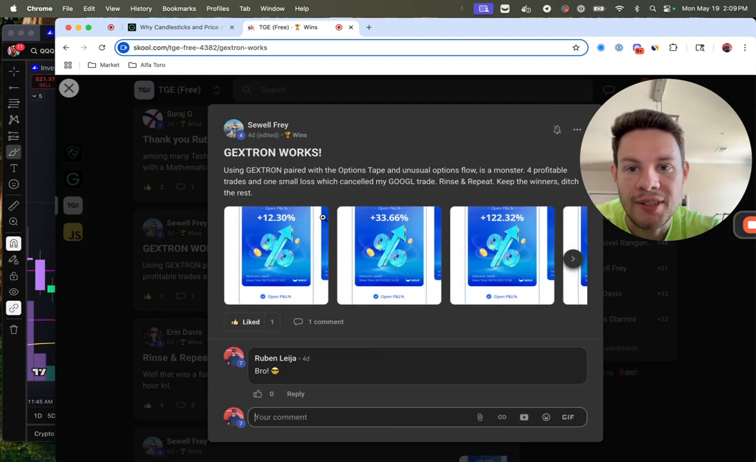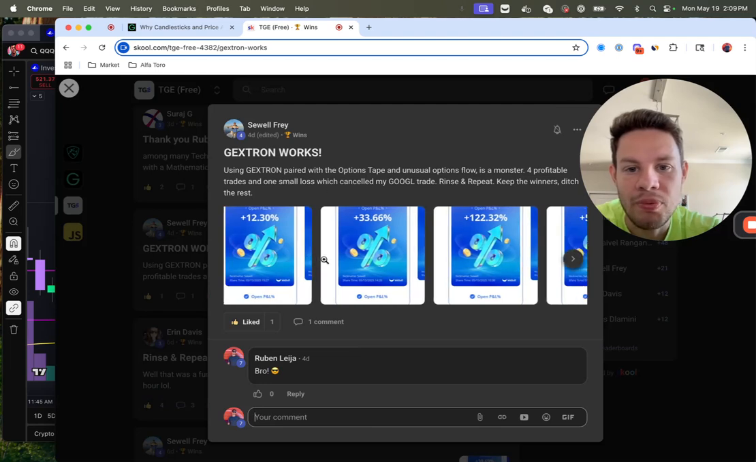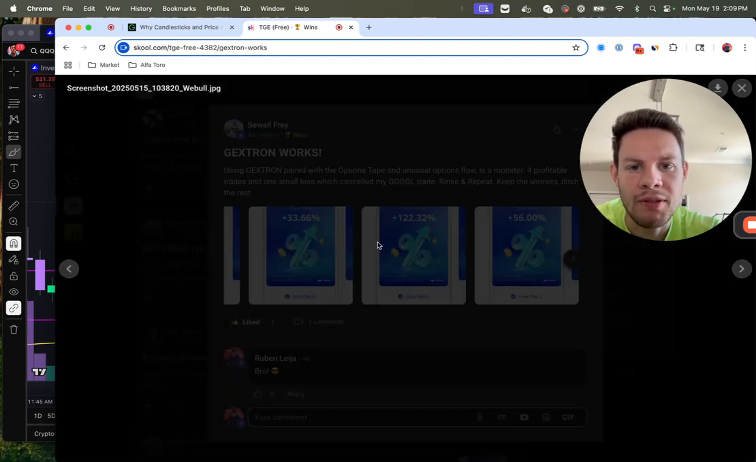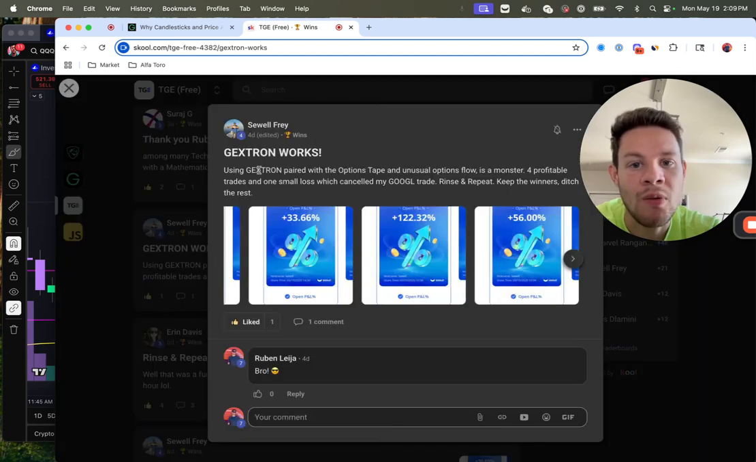So here, for example, 12%, 33%, 122% return on a firm. I mean, he's just banking. Gextron works. He uses price action analysis, but he pairs it with option tape and unusual option flow. That is how he's winning.